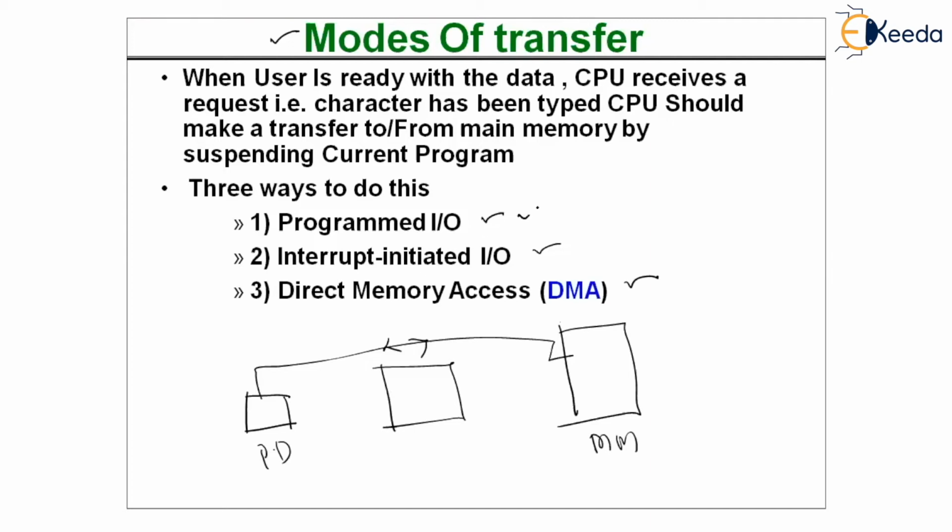The first method is the programmed IO method. Second one is the interrupt initiated method. And the third one is the direct memory access method. CPU could use one of these methods to initiate transfers. As it is given in the slide, when the user is ready with the data, CPU receives a request, that is, a character has been typed. The CPU should make a transfer to and from the main memory by suspending the current program. Now let us analyze the first method which is used to make this transfer, that is programmed IO.